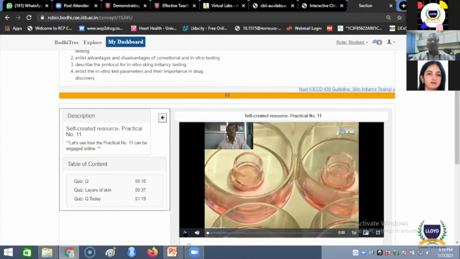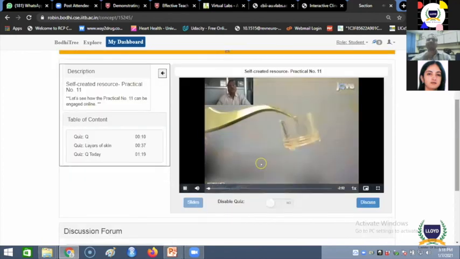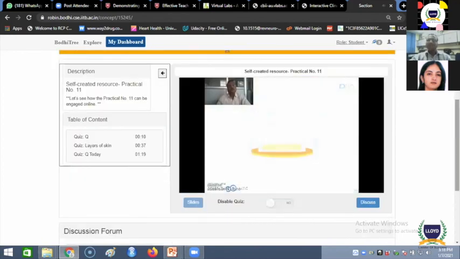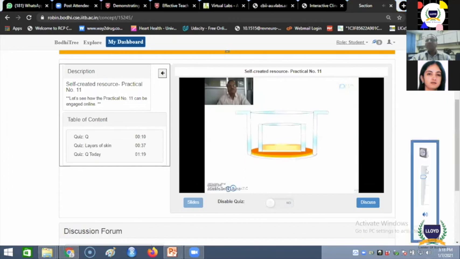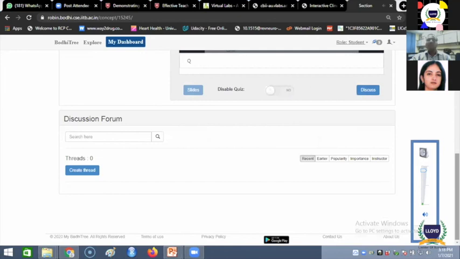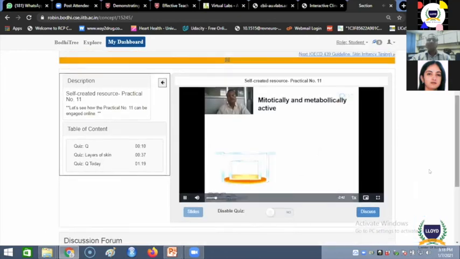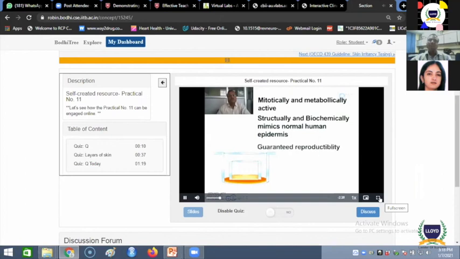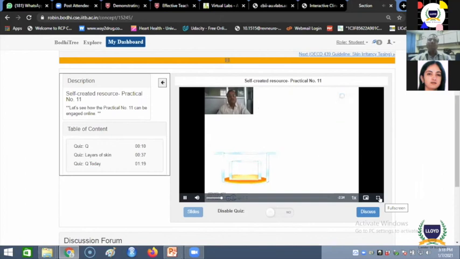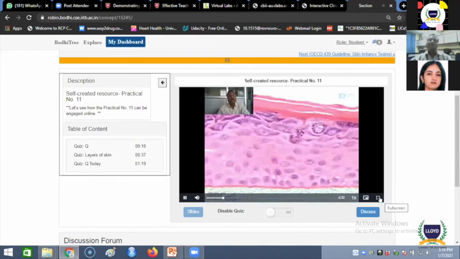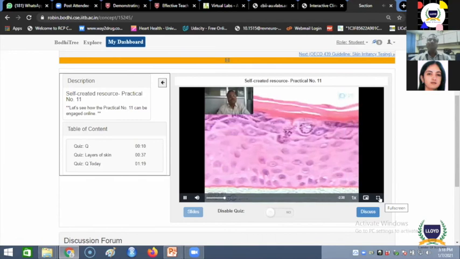Hello everyone. This is one resource which you can get free of cost on the internet, which tells about EpiSkin, human epidermis grown in a petri dish. You can use this human epidermis, which has many characteristics similar to human skin, and you can test your compounds directly on this.